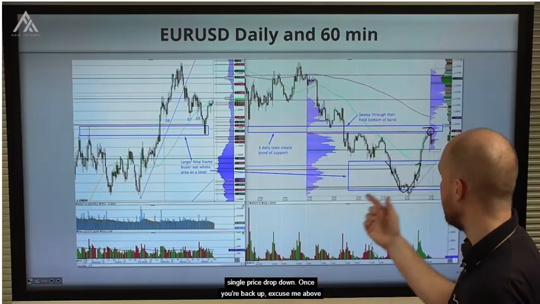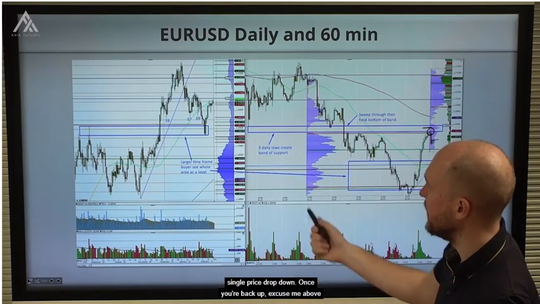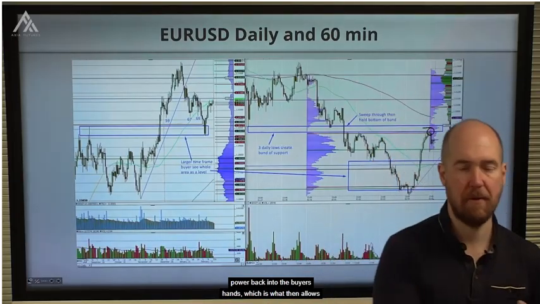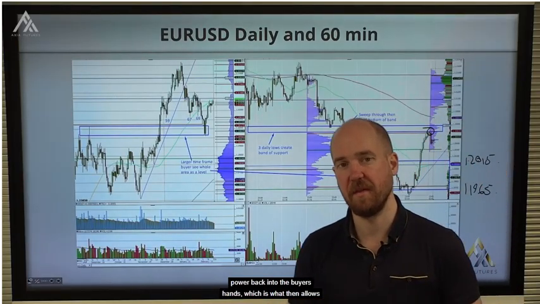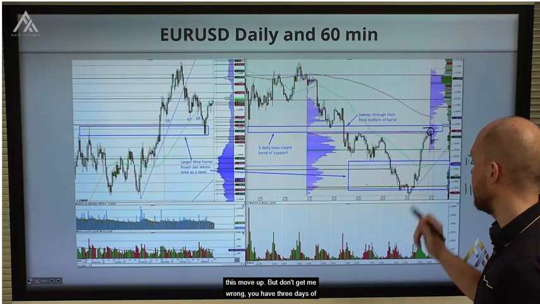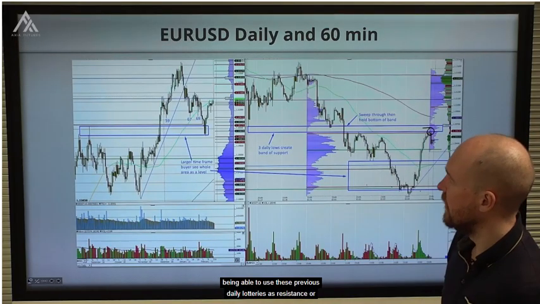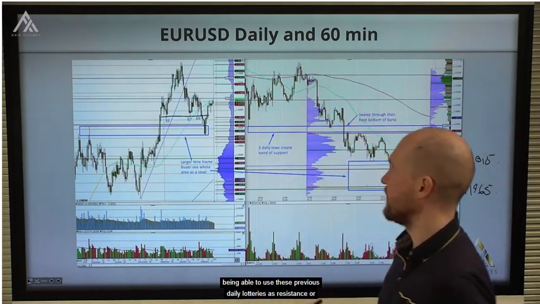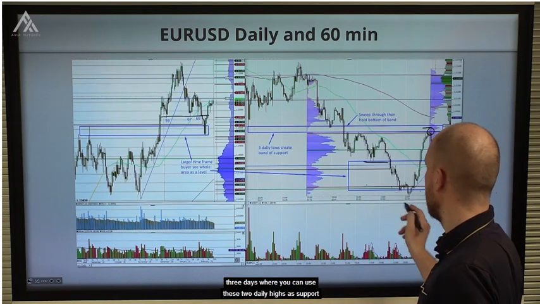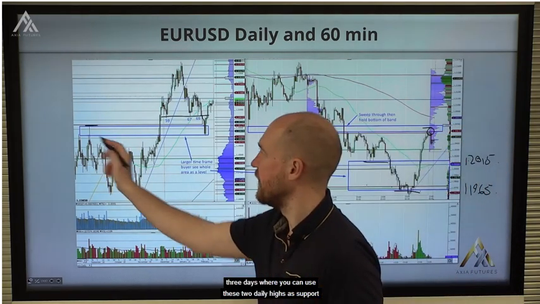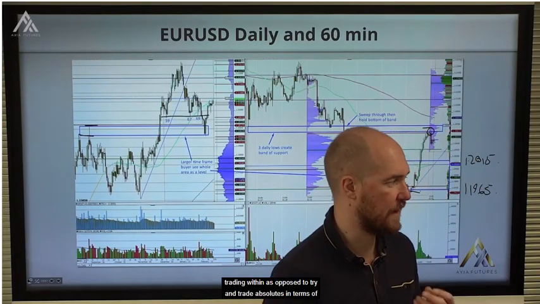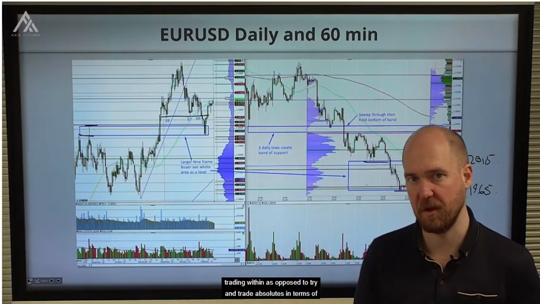You get a drop down. Once you're back up above 17, this move is negated, and this then tips the balance of power back into the buyer's hands, which is what then allows this move up. But don't get me wrong, you have 3 days of being able to use these previous daily lows as resistance, and 3 days where you can use these two daily highs as support and trade within that. It's about understanding what you're trading within as opposed to trying to trade absolutes in terms of levels.